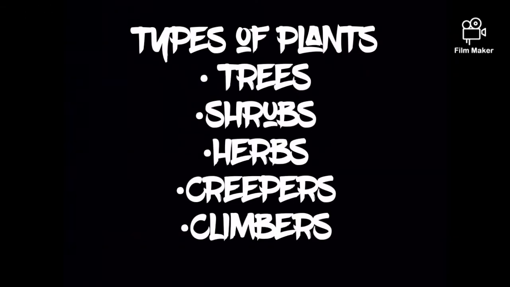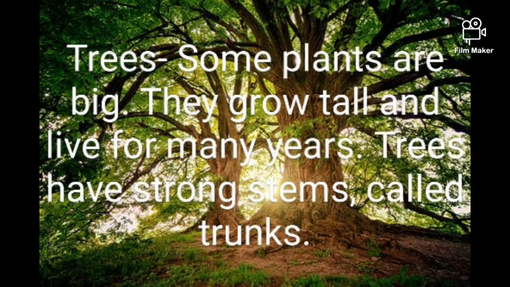Now, children, we will study about the types of plants. There are different types of plants like trees, shrubs, herbs, creepers, and climbers, according to their types of stem and size. Trees. We all know trees are very big plants. They grow tall and live for many years. Their stems are very strong. They are called trunks. Most trees have woody trunks. Some examples of trees are mango tree, neem tree, orange tree, etc.